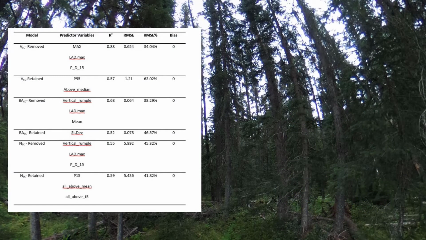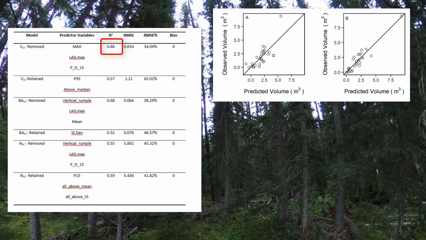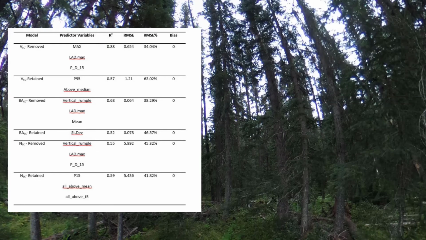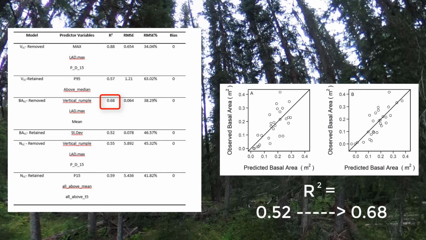Of the resulting models, the removed canopy model for predicting sub-canopy basal volume performed best with an R-squared of 0.88. This graph displays the improvement over the model where the canopy was not removed. The improvement in the R-squared value was 0.57 improved to 0.88. The removed canopy model for sub-canopy basal area also performed well, with an R-squared of 0.67. This also showed an improvement over the retained canopy model.